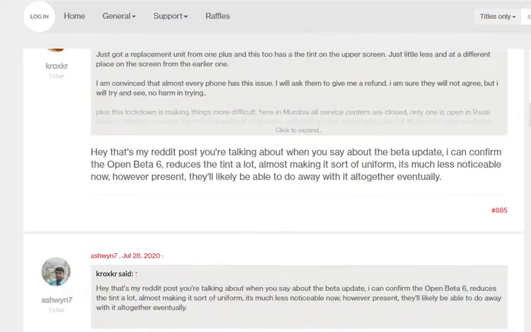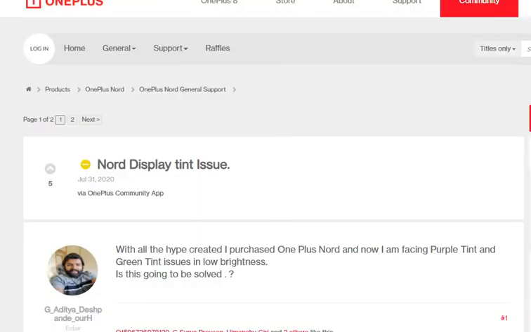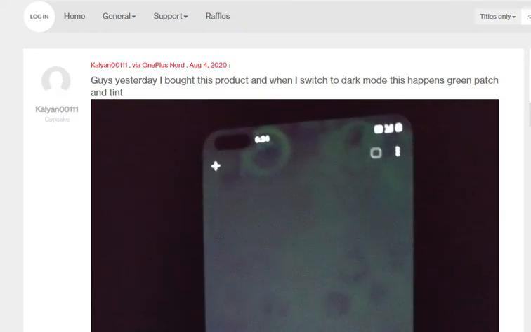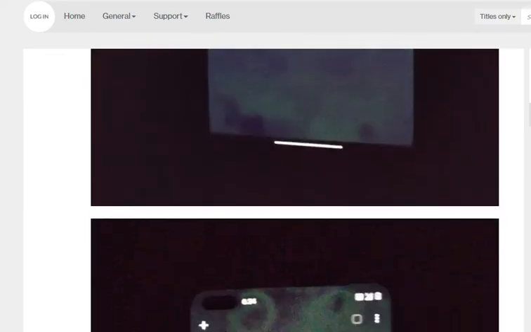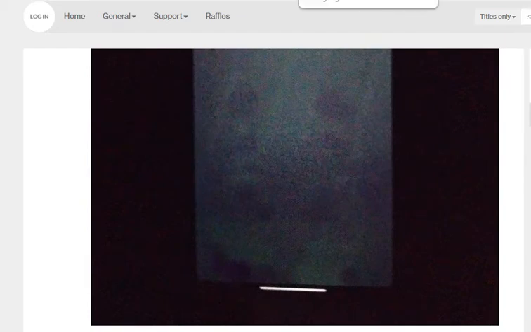So it's really sad that these phone manufacturers are not taking that much care. If you see the Nord, people have complained over here about that also. See, this particular picture is really bad. People have been complaining a lot. So it's not that this issue is not there. This issue is there.